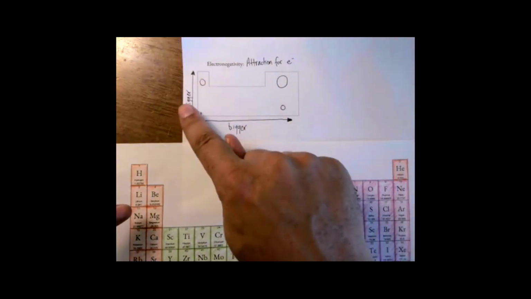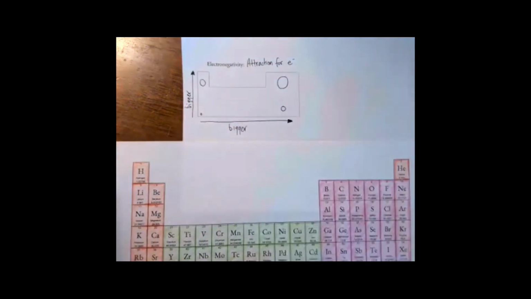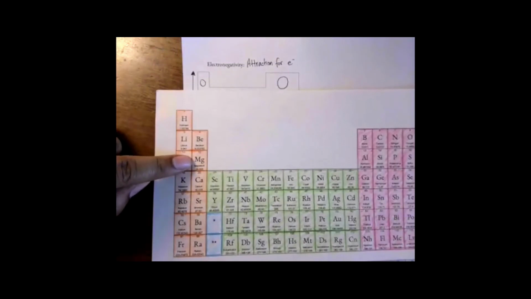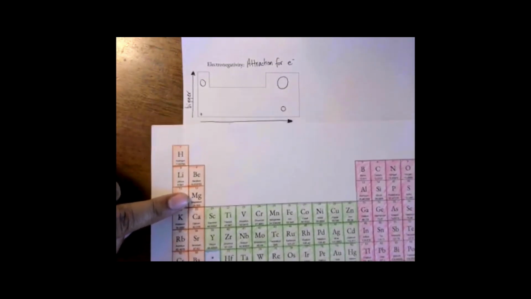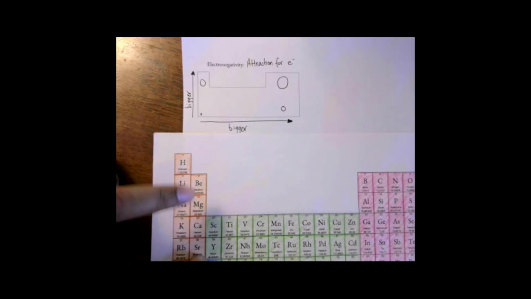Which one has the bigger electronegativity? Bigger electronegativity. Mg or Sr? Mg or Sr? Which one is bigger? Mg or Sr? Jada not even playing with me. Jada like, I dare you. Great job, Jada. Yes, magnesium would be bigger, because it's higher up on the row. So this would have a bigger electronegativity.